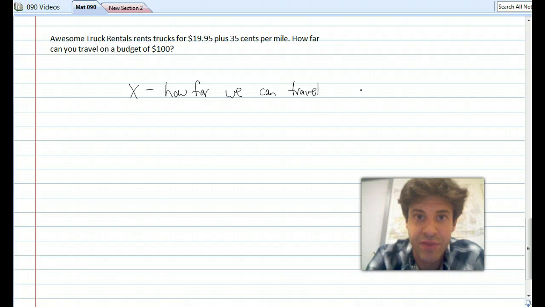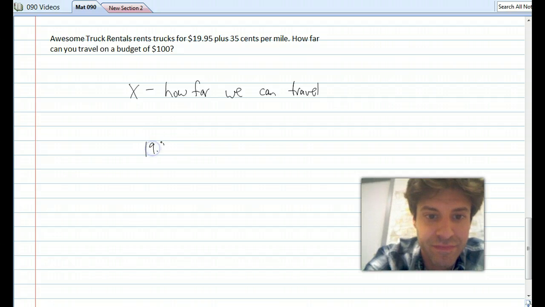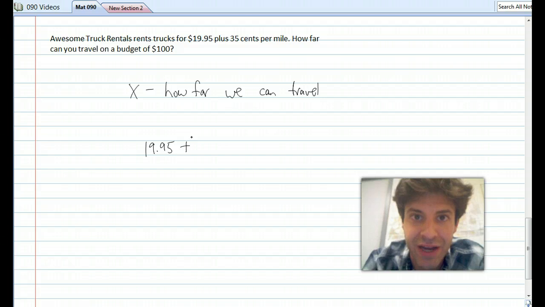So let's start adding up the costs of this trip. We get our truck for $19.95. But we have to pay 35 cents per mile. How do we represent that algebraically? 35 cents per mile. Well, if you went 1 mile, you paid 35 cents. If you went 2 miles, you'd have to pay 70 cents. If you went 3 miles, you'd have to pay 105 cents, or $1.05.